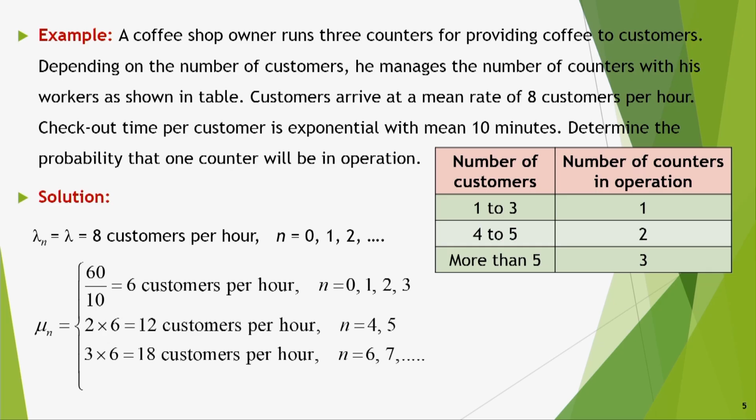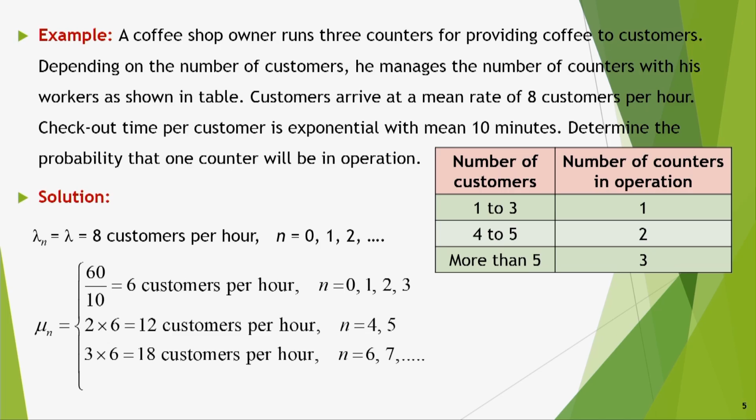Now let us do another example. A coffee shop owner runs 3 counters for providing coffee to customers. Depending on the number of customers, he manages the number of counters with his workers as shown in the table. Customers arrive at a mean rate of 8 customers per hour.